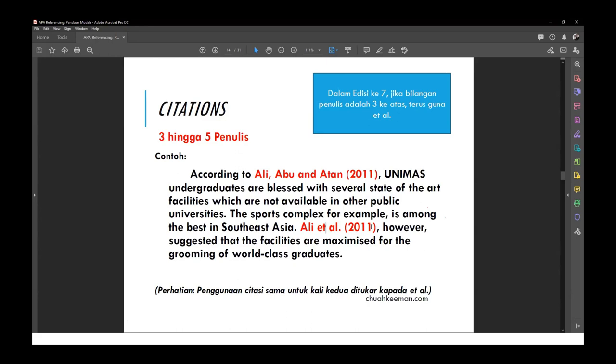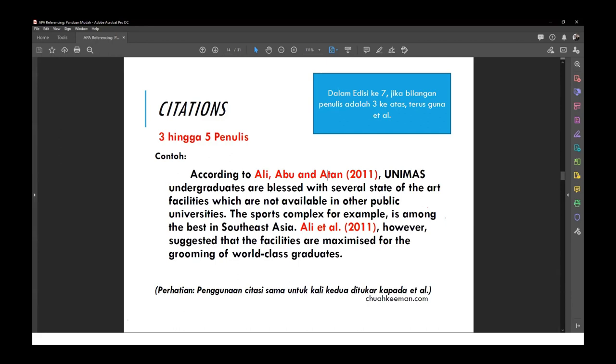Because sometimes it causes a bit of confusion if you put et al. immediately, because you could be referring to the same thing, right? It depends on how you structure it as well. In this case, if I put Ali et al., then I will know that I'm referring to Ali Abu Atan. Just in case I have another article, Ali, Nora and Atan, for example, then if I put Ali et al., I could be referring to that one, right? That's why it would be good to list out first before you use et al. for certain cases, like when the surname or the list is the same. Or else, just use et al. It should be no problem.